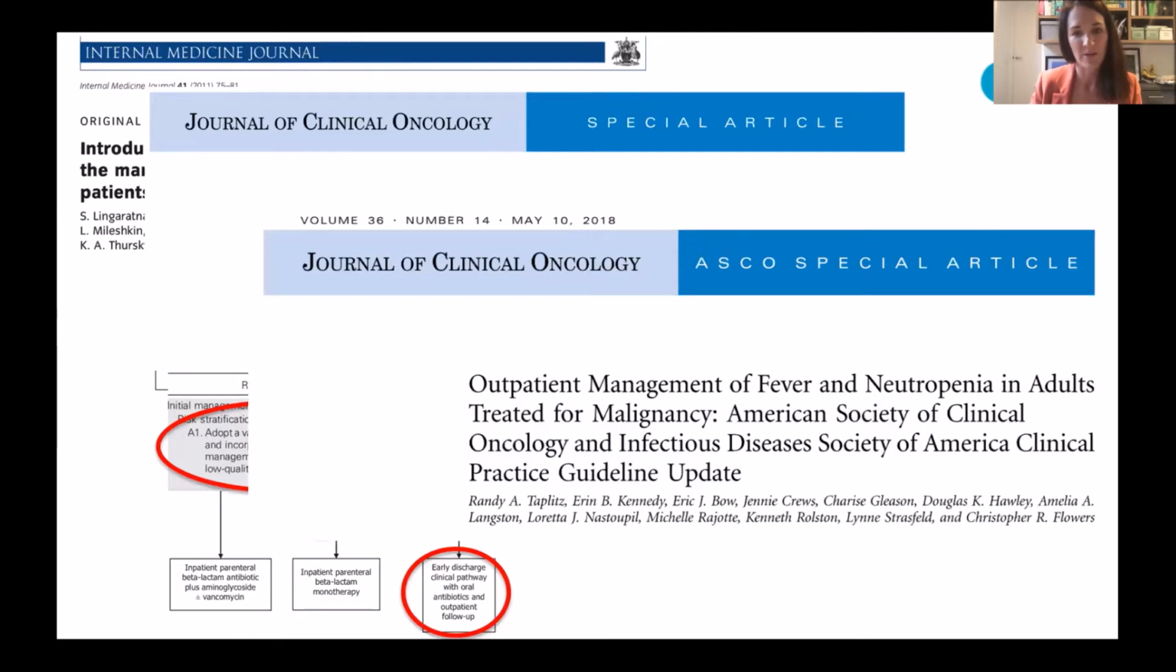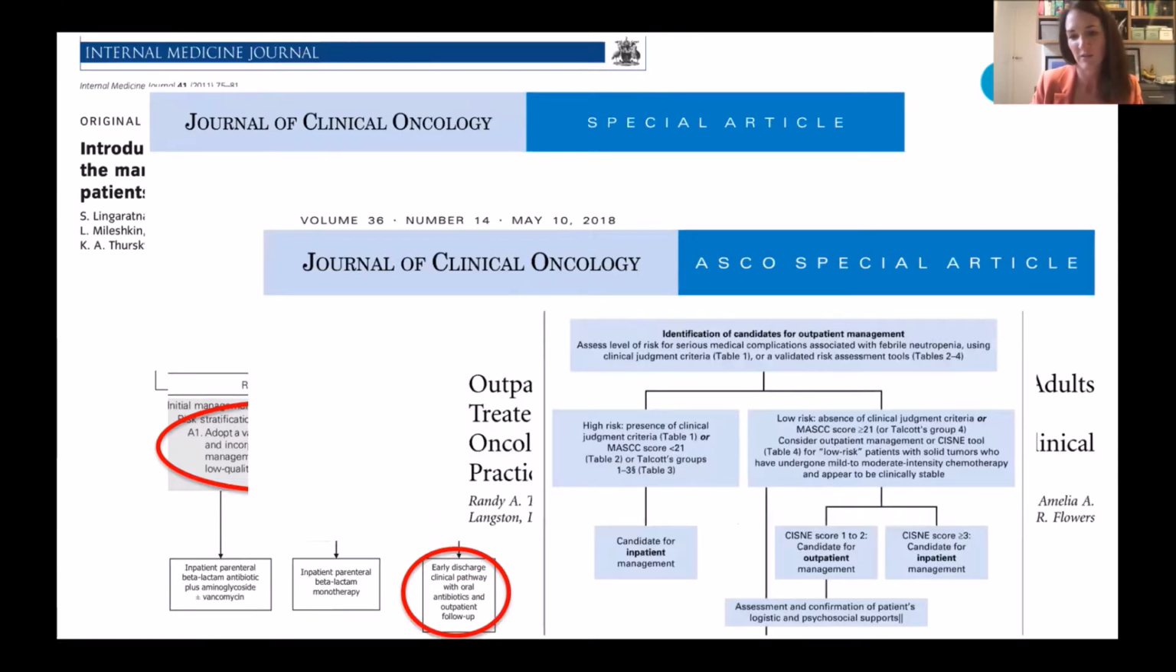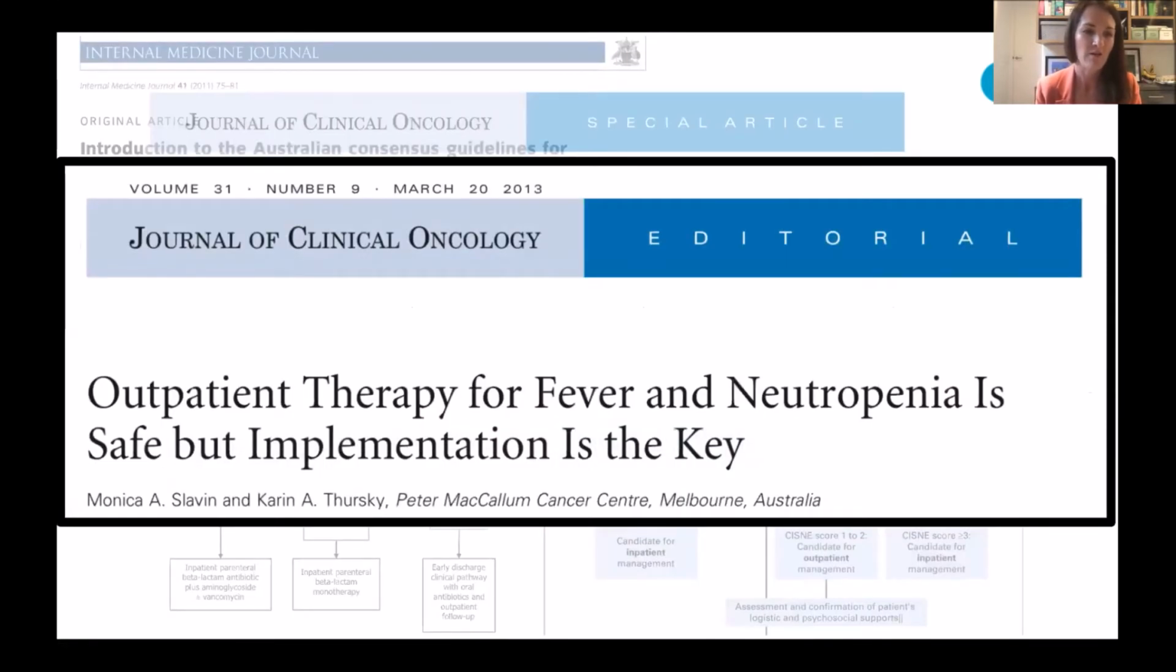And this is an ASCO guideline update published in 2018, again similarly recommending that adult patients be risk stratified according to a MASCC score or the Talcott score and discharged home. However, implementation with these things is always the key, and you can put all these recommendations into a guideline, but how that translates into practice is a different story.